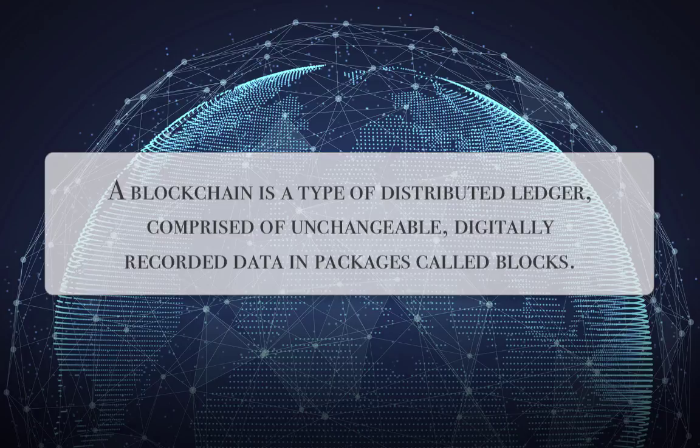So what is the blockchain? A blockchain is a type of distributed ledger. It's comprised of unchangeable and digitally recorded data in packages called blocks. Each block is then chained to the next block, and this allows blockchains to be used like a ledger, which can be shared and accessed by anyone with the appropriate permissions. A copy of this file is maintained on every node in the peer-to-peer network. This, with some basic math security, is all there really is.